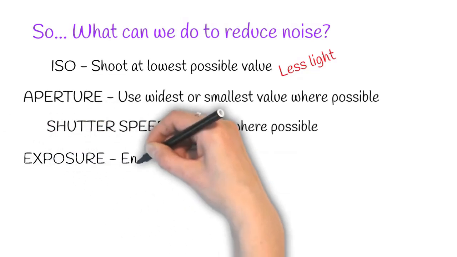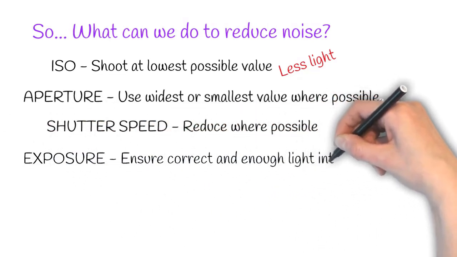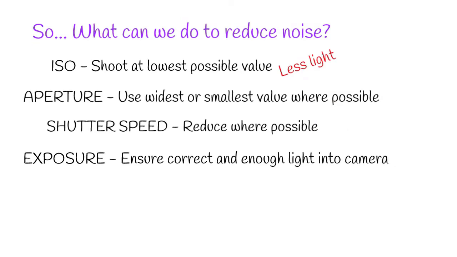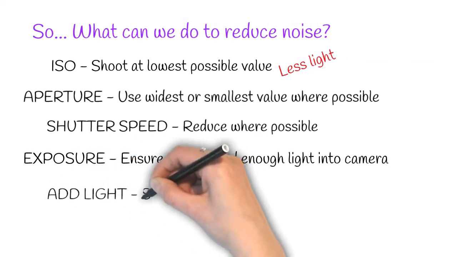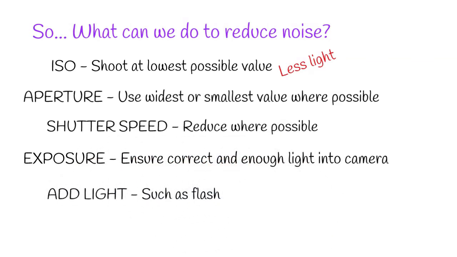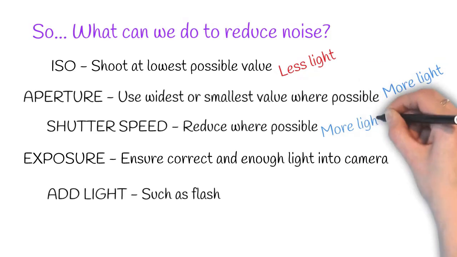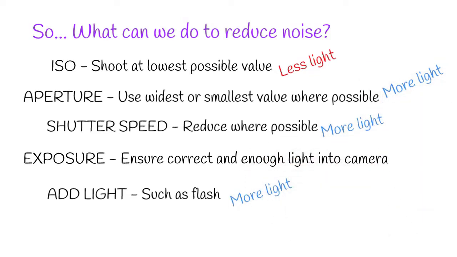In doing these things, always ensure the correct or enough light is actually entering into the camera to produce the quality of image that you require. You can also add more light to the image that you're photographing by doing things such as adding a flash gun. All of these things are essentially adding more light to the image or more light into the camera to compensate for using the lowest possible ISO value, which of course lets in less light.